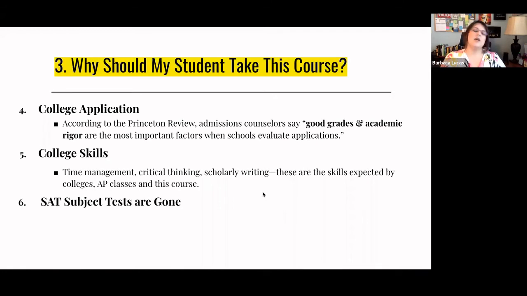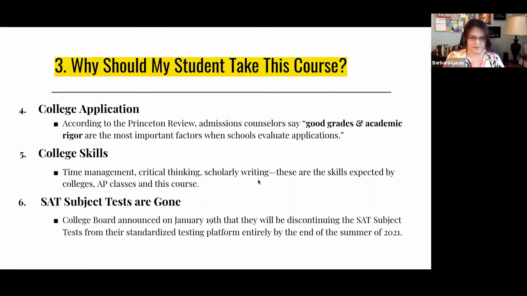And then finally, the SAT subject tests, they are officially gone. That is another reason why this is so important. Before January 19th of this year, students had 3 different ways that they could get college credit during high school. They could either take an AP class, they could do an SAT subject test, or they could go dual enrolled. Any one of these were good options that allowed the student to knock out some college credit, show some skill level, and be able to continue on.